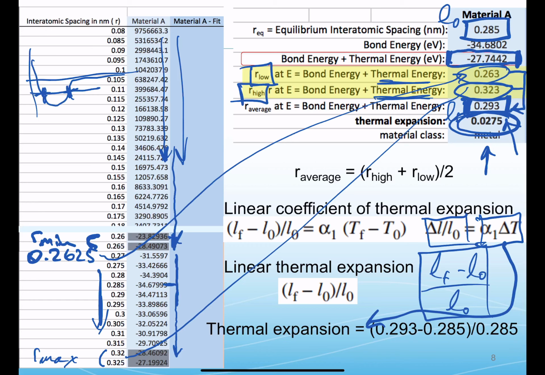And so you can look for characteristics like that in the other material curves, B through C, to identify the material class, either metal or polymer. Okay, with that, you should be ready to tackle that exercise, so please do that when you can.